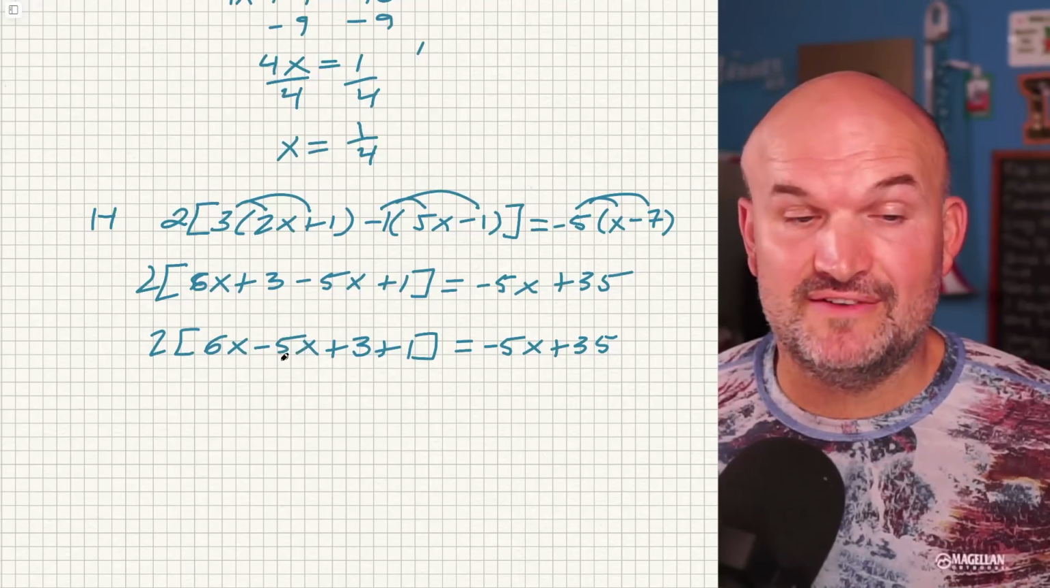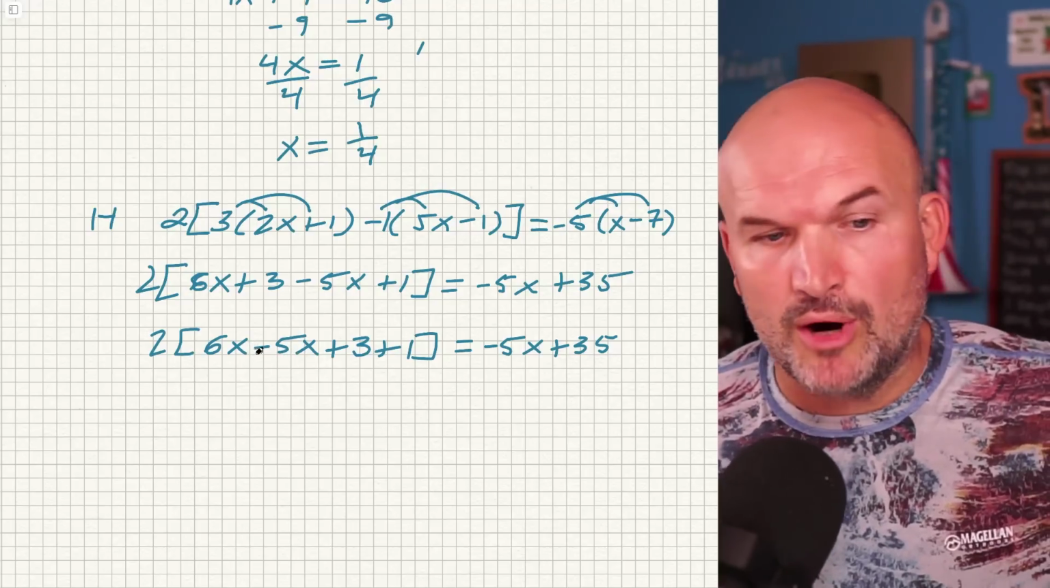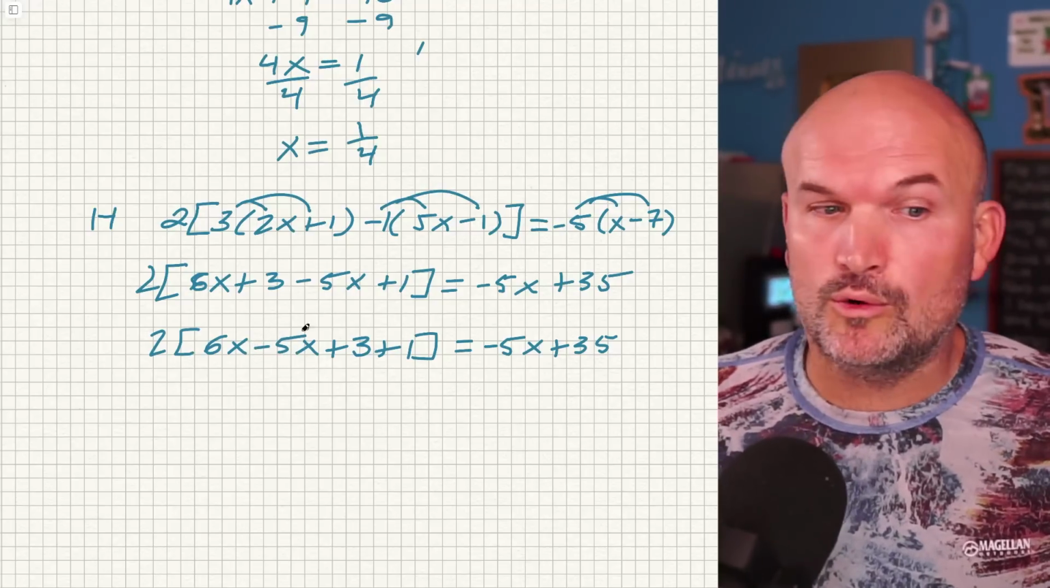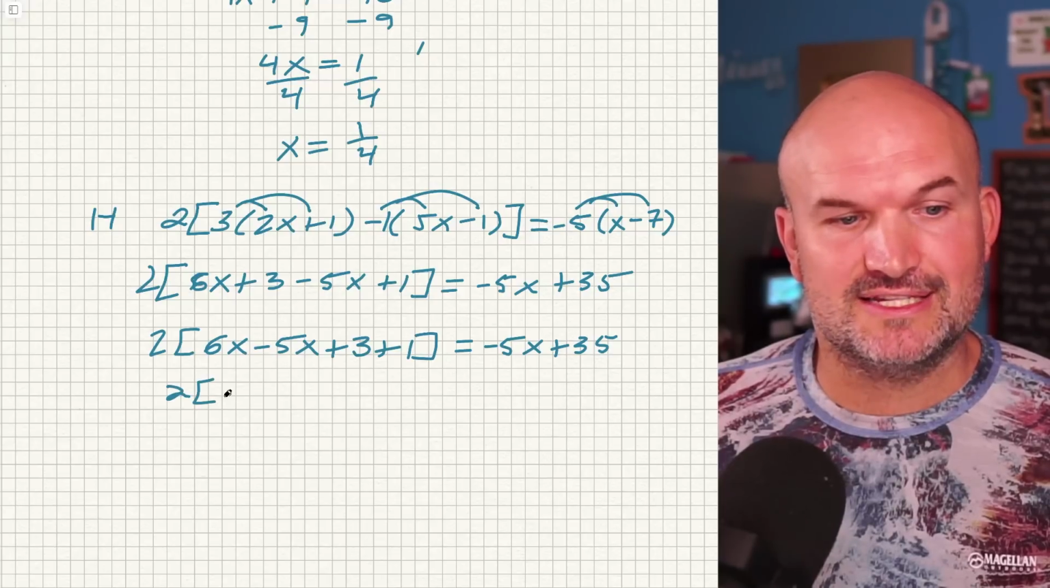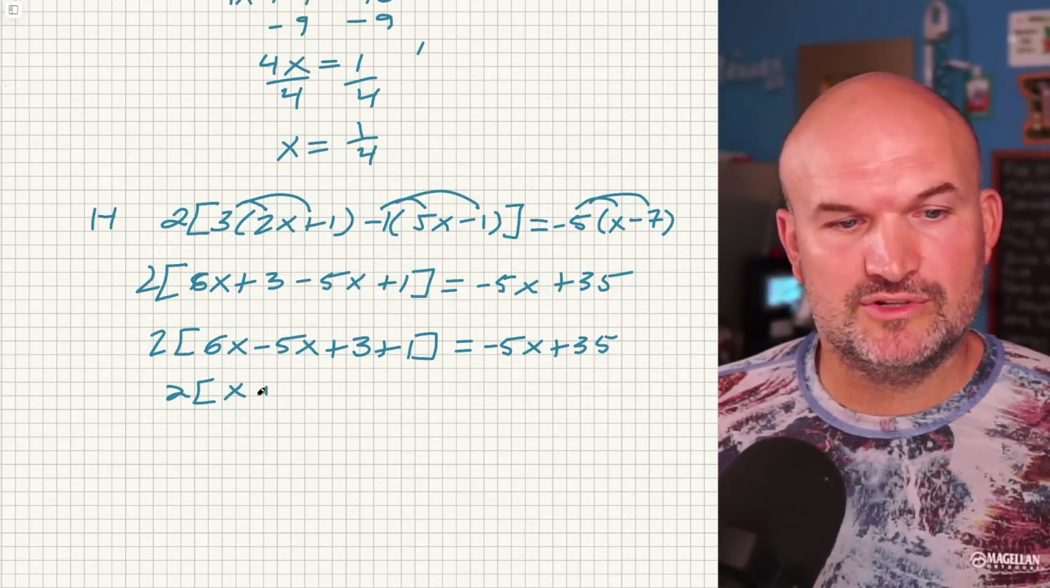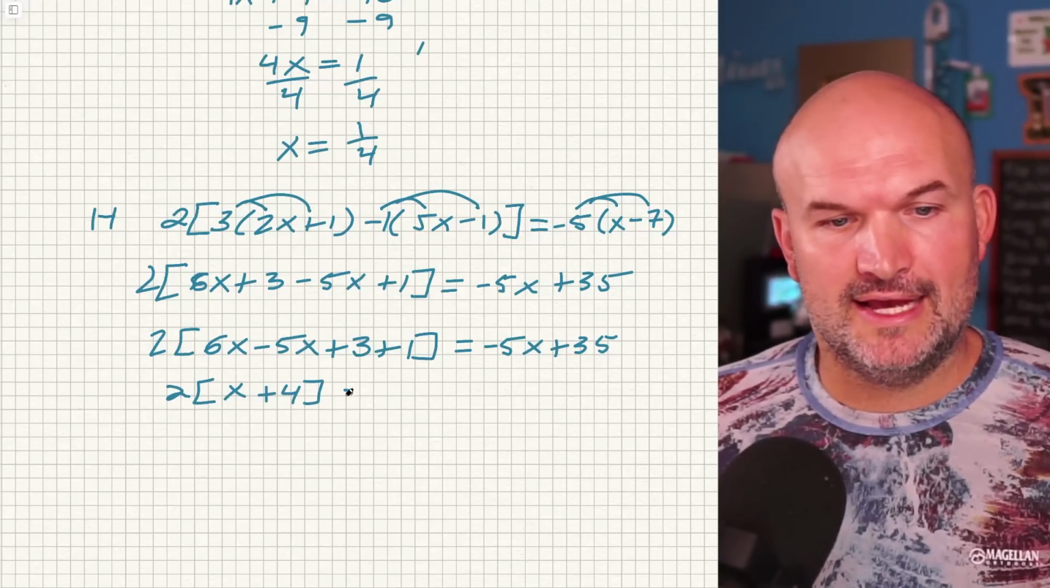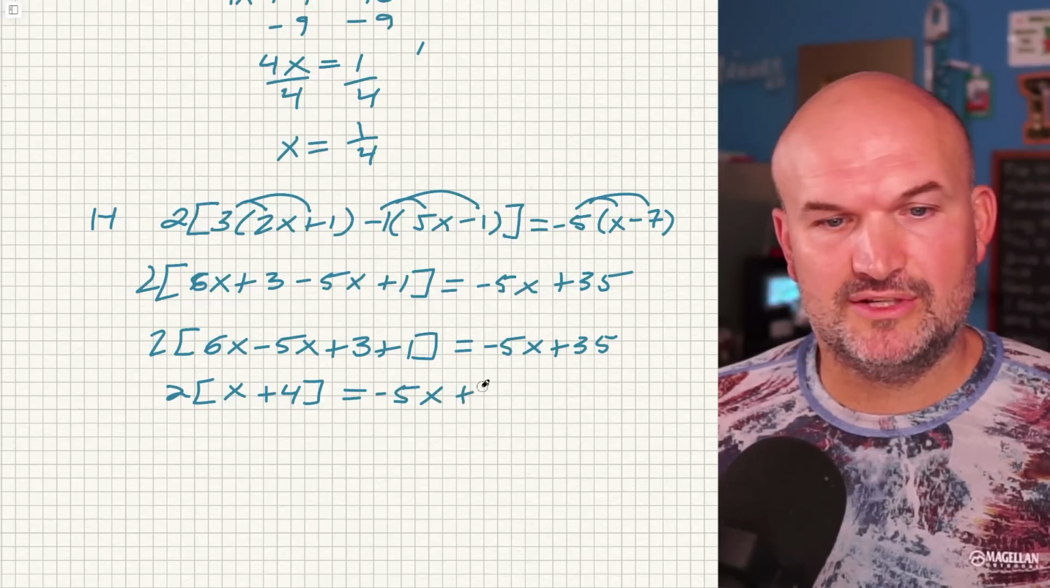So a 6x minus 5x, you have 6 apples, you borrow 5. So now you only have 1 apple, right? Or 1x, which is just going to be an x. And then over here, 3 plus 1 is going to be a +4. And over here, we still have the -5x plus 35.